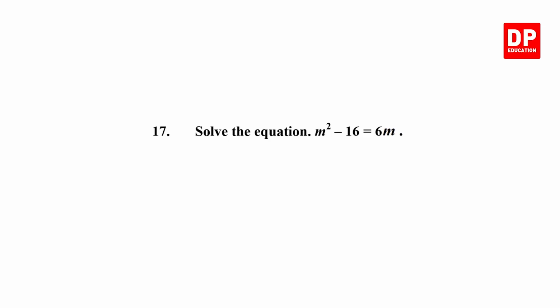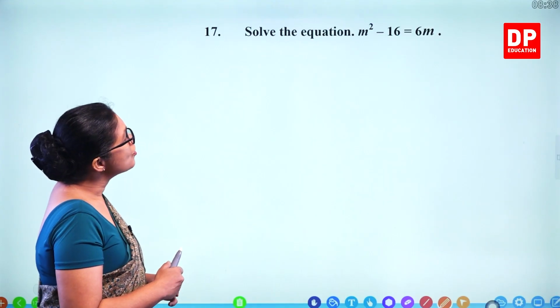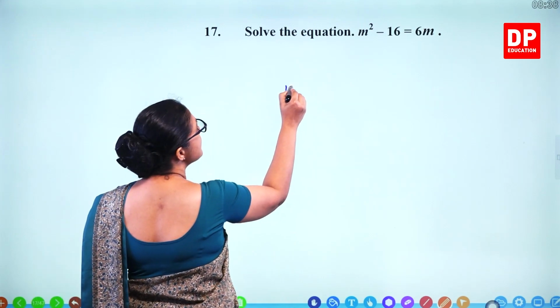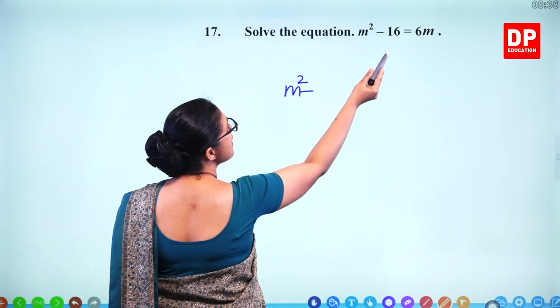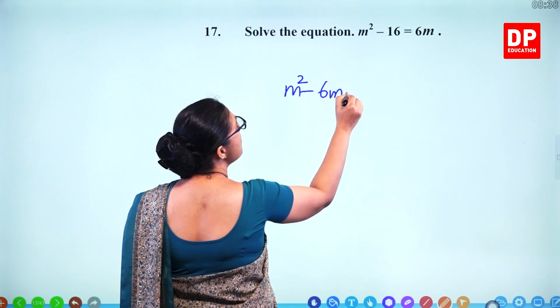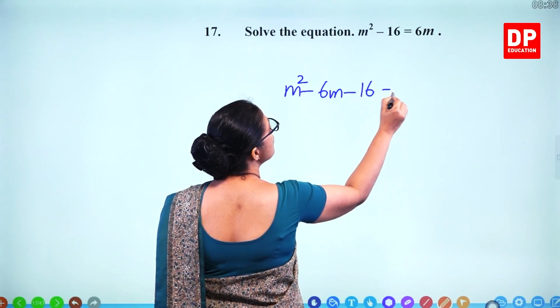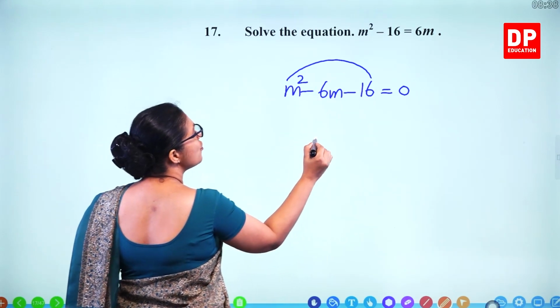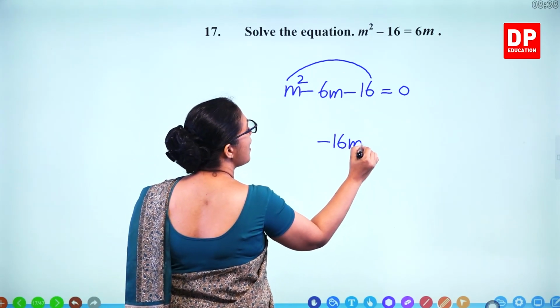Question number 17. Solve the equation m squared minus 16 equals 6m. So we'll take all terms to this side. This becomes m squared minus 6m minus 16 is equal to 0. How do you factorize? You multiply these two, you get minus 16m squared.